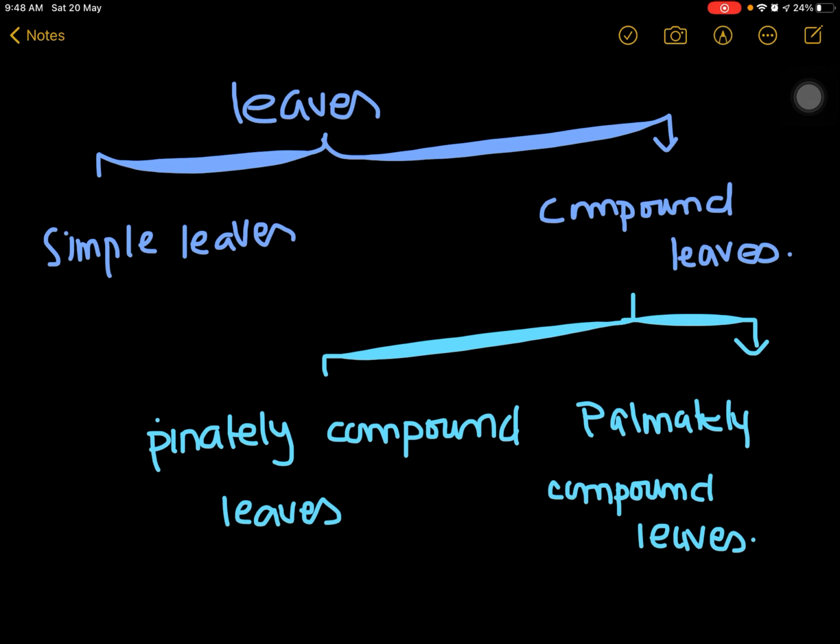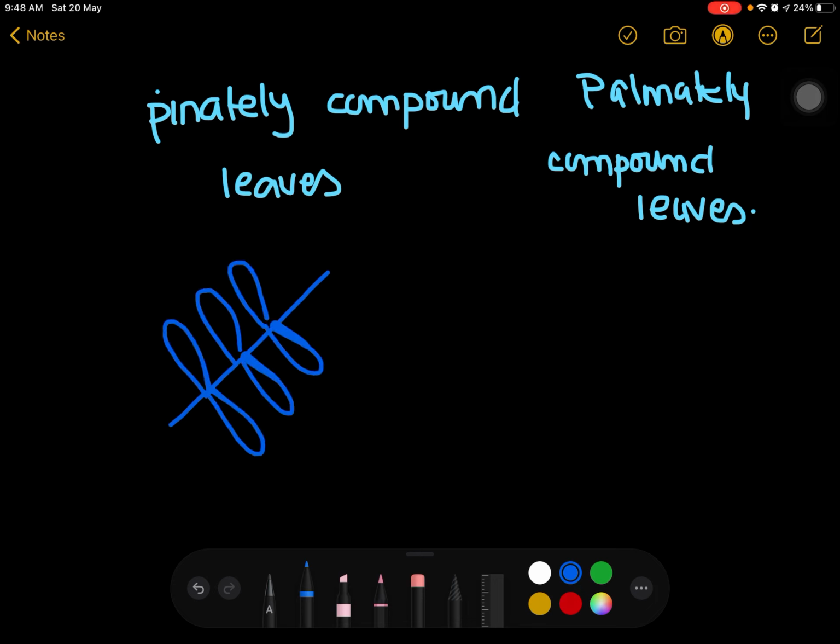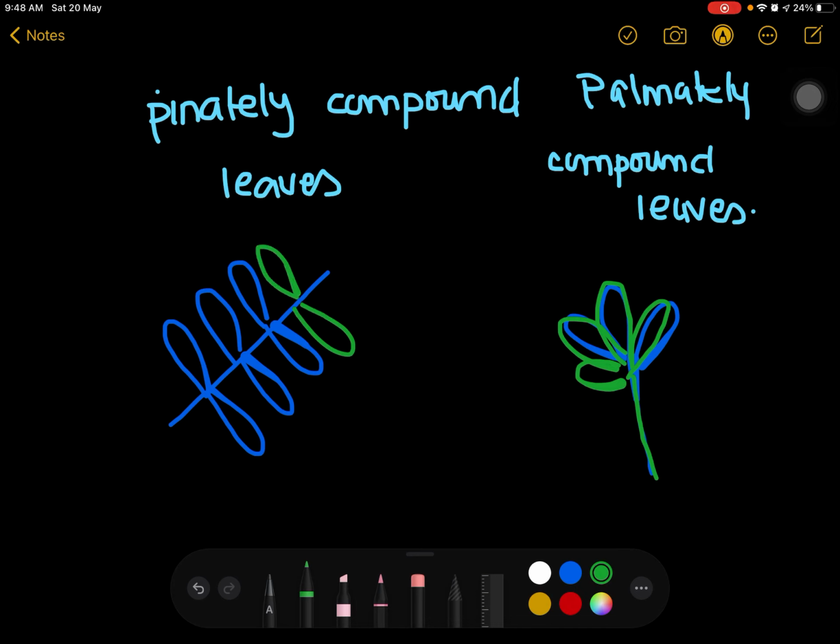If we talk about pinnately, basically they are arranged like this, in this opposite manner. This is known as pinnately. If we talk about palmately, they're arranged somehow like this. I should make this with a green color. They're arranged like this, and like this opposite, right? So this is the difference between pinnately compound leaves and palmately compound leaves.